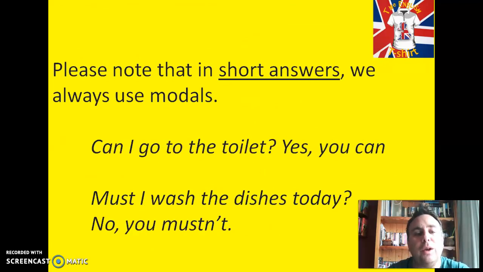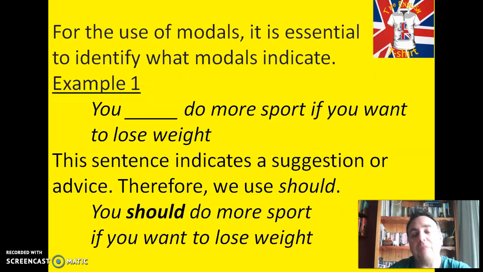Please note that in short answers, we always use modals. Can I go to the toilet? Yes, you can. Or must I wash the dishes today? No, you mustn't. You don't have to do it. For the use of modals, it is essential to identify what modals indicate.